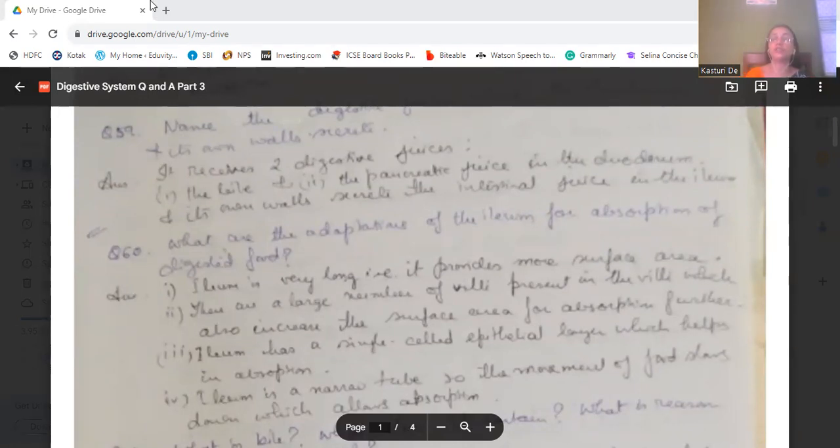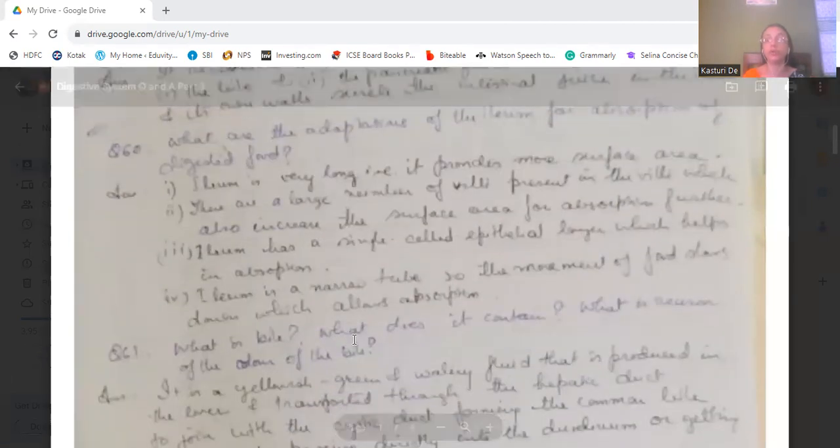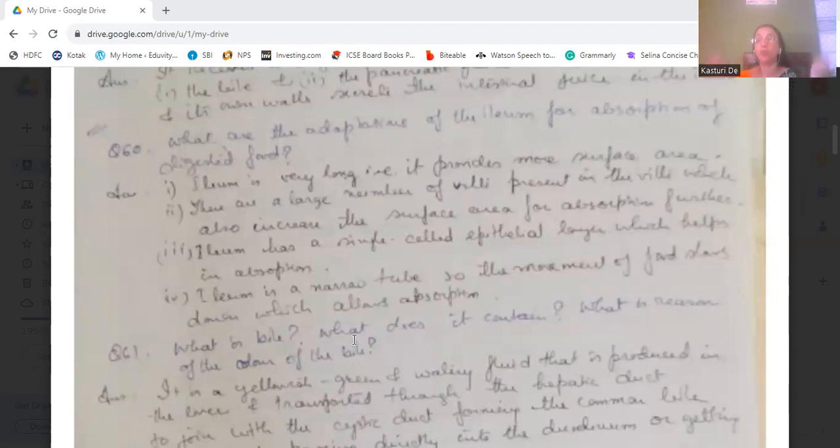Now, what are the adaptations of the ileum for absorption of the digested food? First is its length, which provides more surface area for absorption. Then the villi present in the ileum also help increase the surface area for absorbing further. Also the single-celled epithelium present on the villi helps to absorb the food easily. And the ileum is a very narrow tube, so food stays there for a longer time, and the movement is slow. That helps in absorption also.